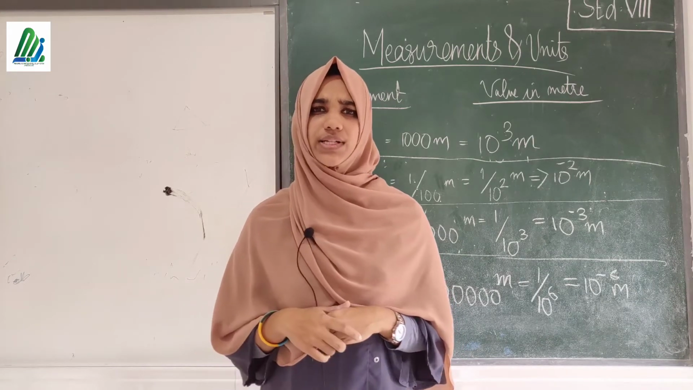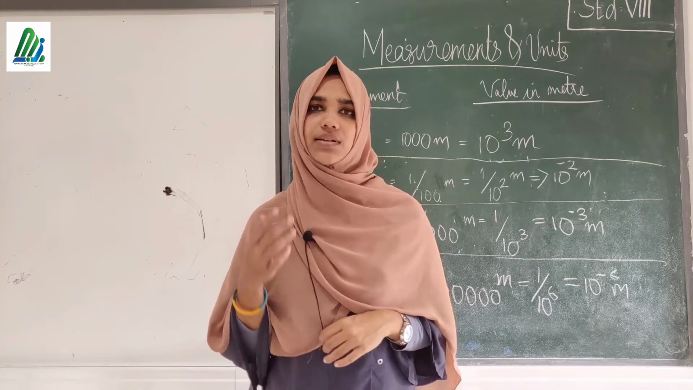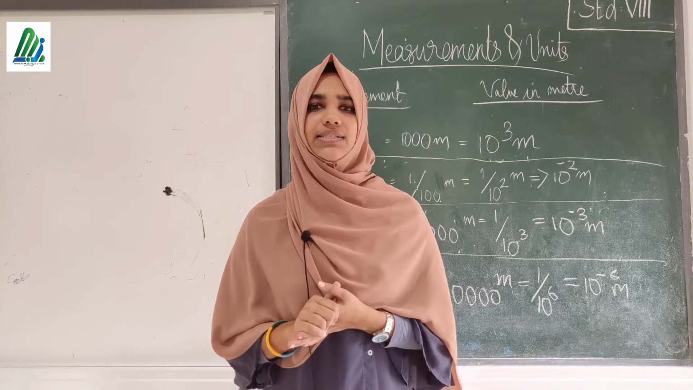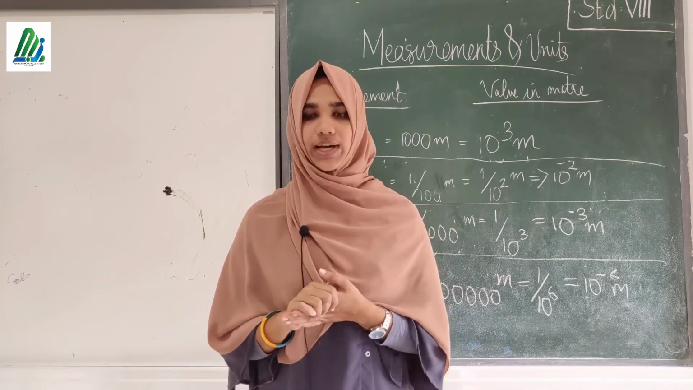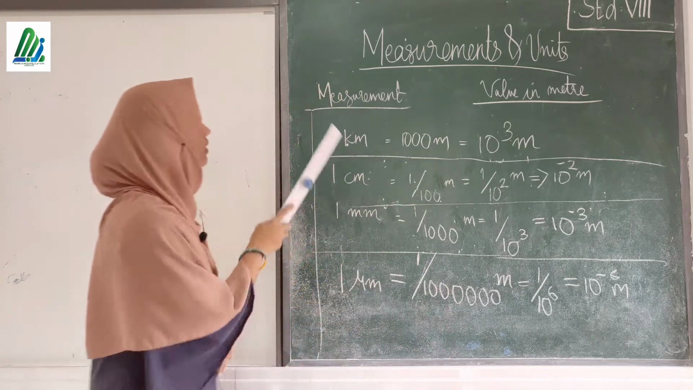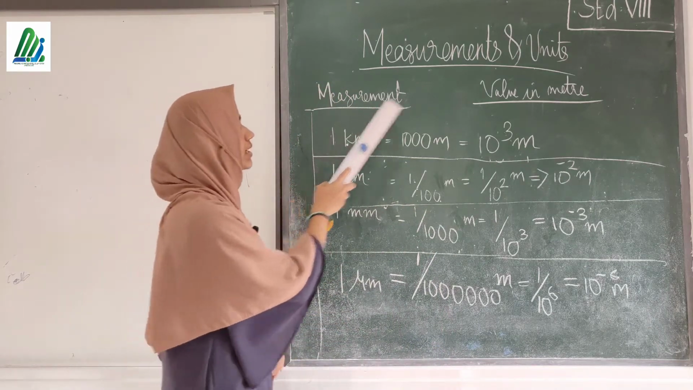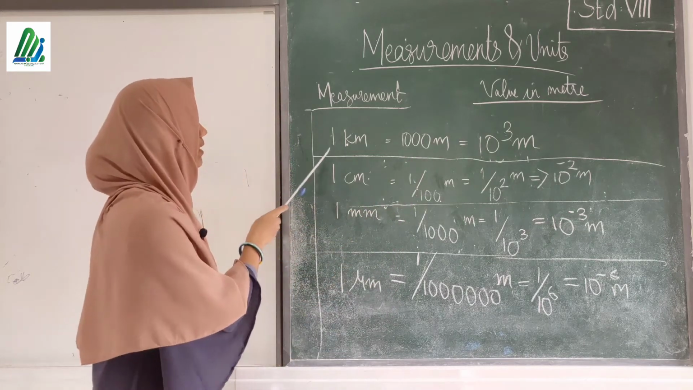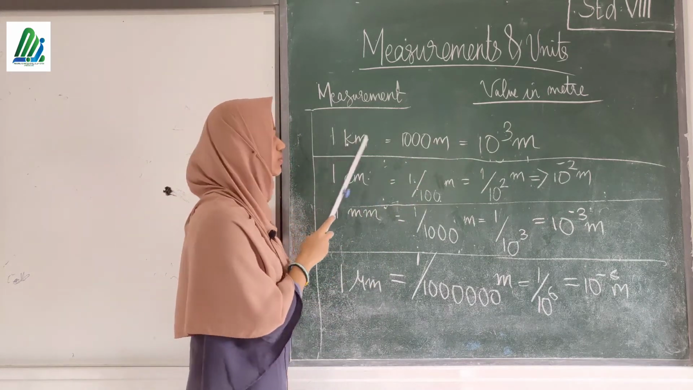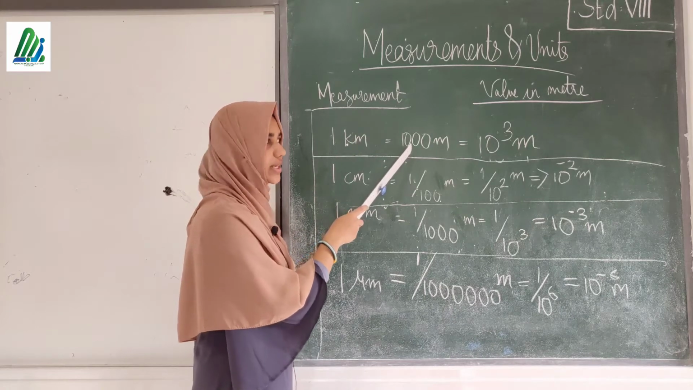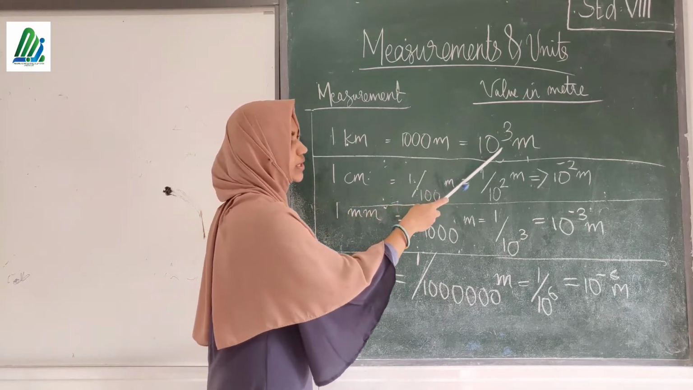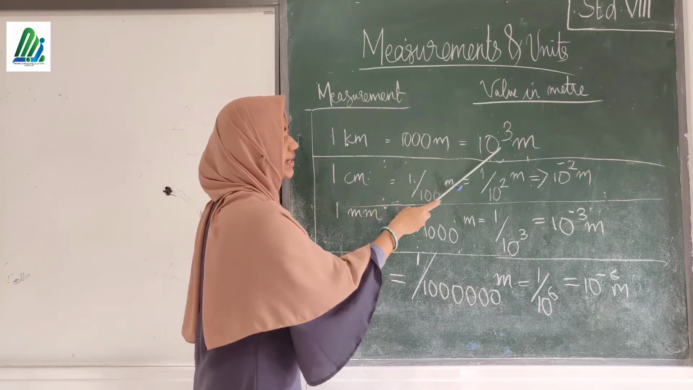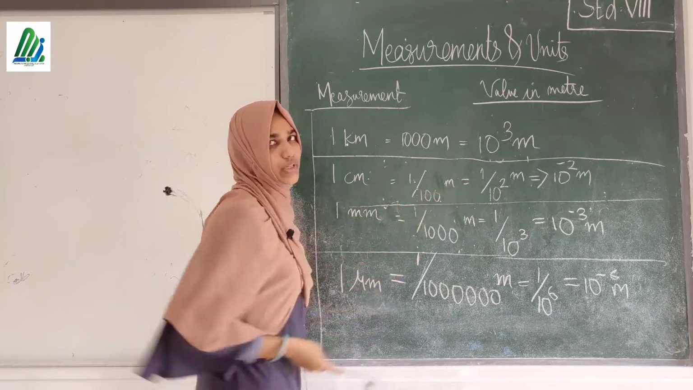So there are smaller units also, like millimeter, nanometer, micrometer, centimeter, etc. Next we can learn some of the units and their values. Look here. Here I wrote measurement and here I write value in meter. 1 kilometer equals 1000 meter. That we can write as 10 raised to 3 meter. Here 3 zeros you can see. So I write 10 raised to 3 meter.